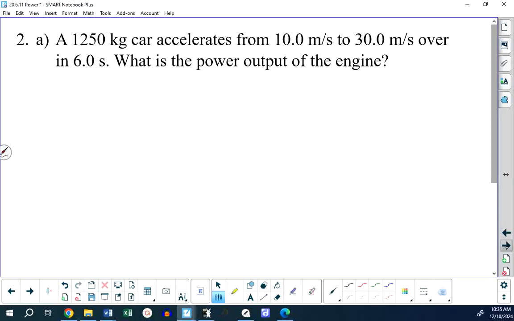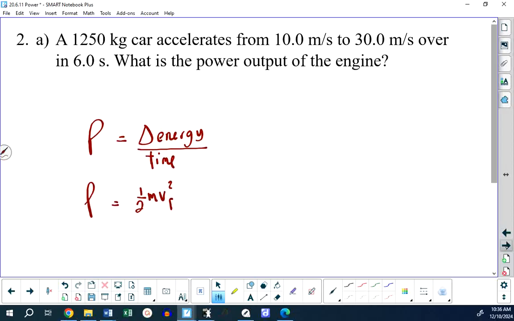Number 2, a car accelerates from 10 meters per second to 30 meters per second in 6 seconds. What's the power? Well, power is change in energy over time. What kind of energy is the car getting from the engine? Kinetic, right? So this is going to be 1/2 mv squared minus 1/2 mv squared over the time.